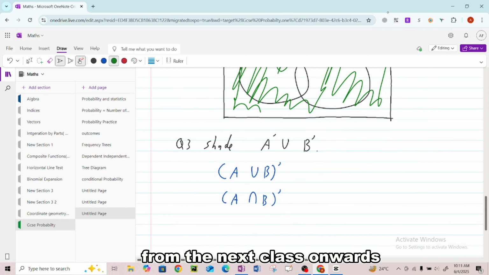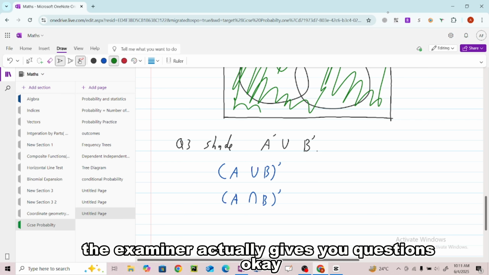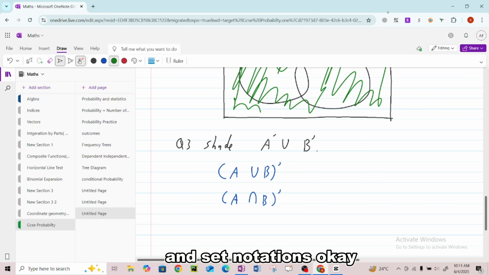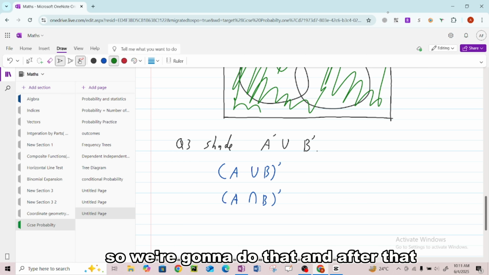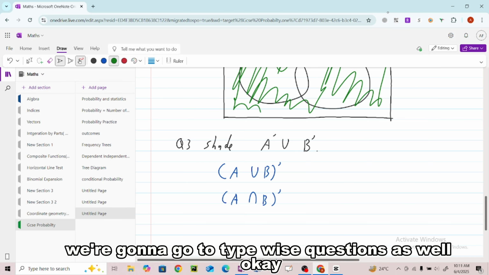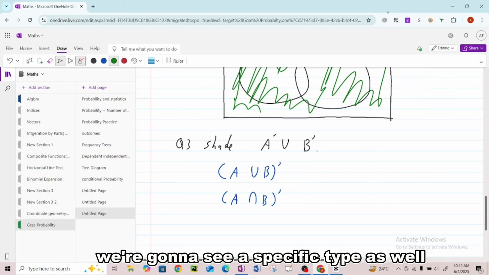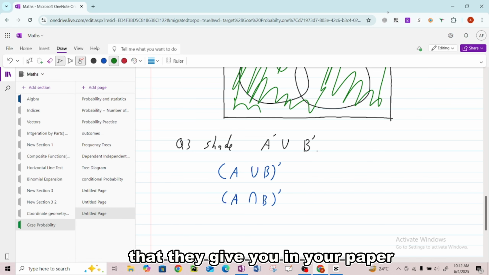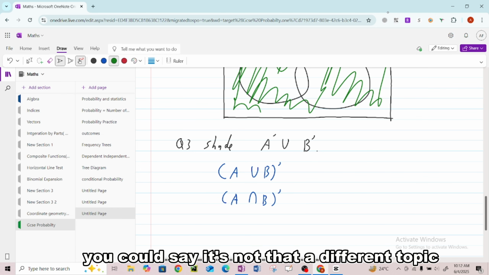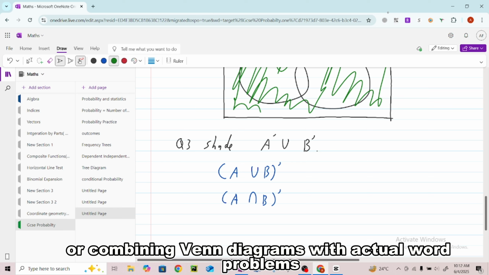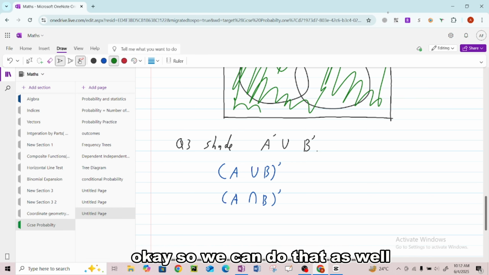From the next class onwards, we're going to do some past paper questions to understand how the examiner actually gives you questions. It's going to be a combination of Venn diagrams and set notations. After that we're going to go to type-wise questions as well, a specific type that they give you in your paper. It's not a different topic, but it's combining sets or Venn diagrams with actual word problems.